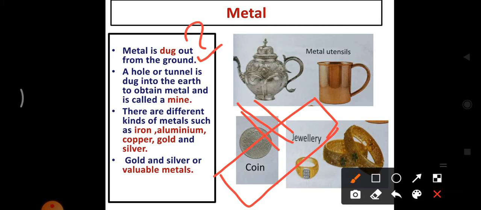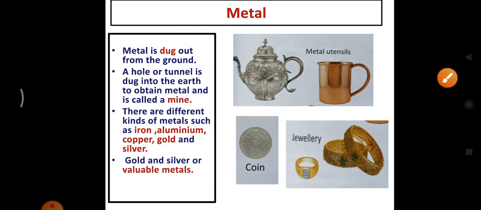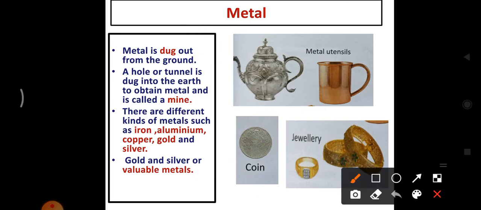A hole or tunnel is dug into the earth to obtain the metal, and it is called a mine. So tunnel means a long hole. Using the tunnel or hole, we are getting the metal from the earth. So that type of metal source is called a mine.